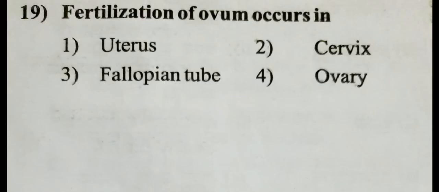19. Fertilization of ovum occurs in. It is direct. It is in the fallopian tube. Option 3 is the right answer.